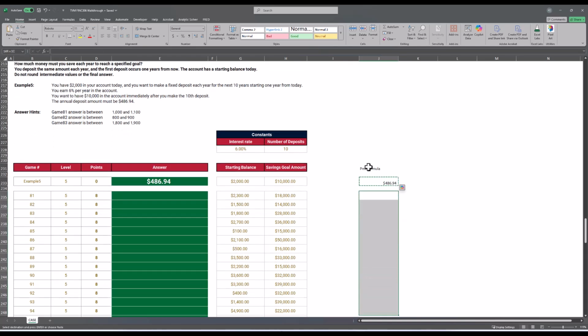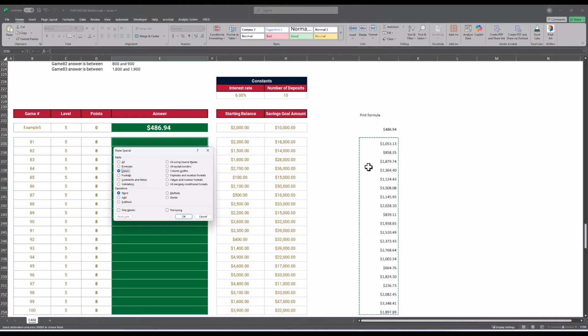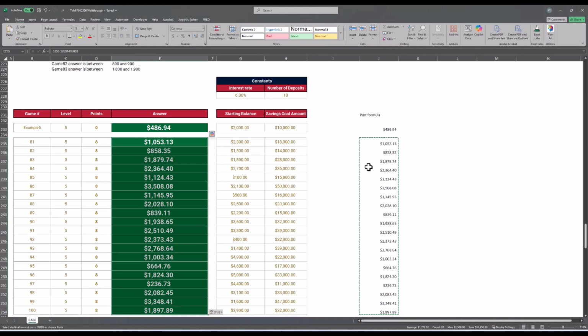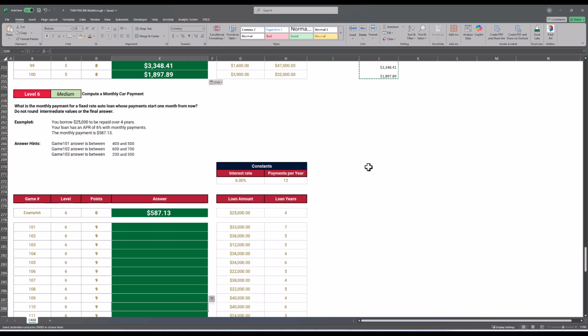Copy that. Paste it down. There's all my answers. Paste my values over in the answer blanks. Done with that level. Now we'll go to a monthly car payment.